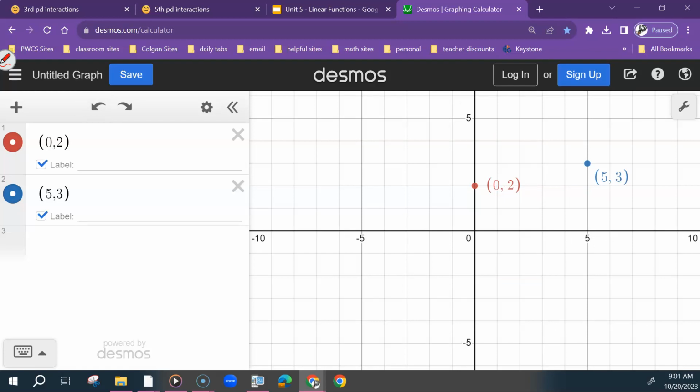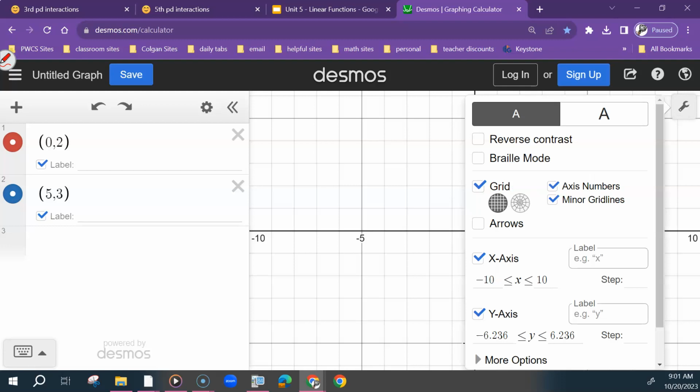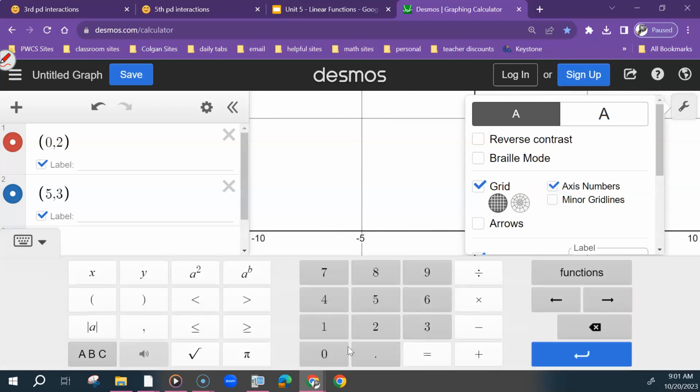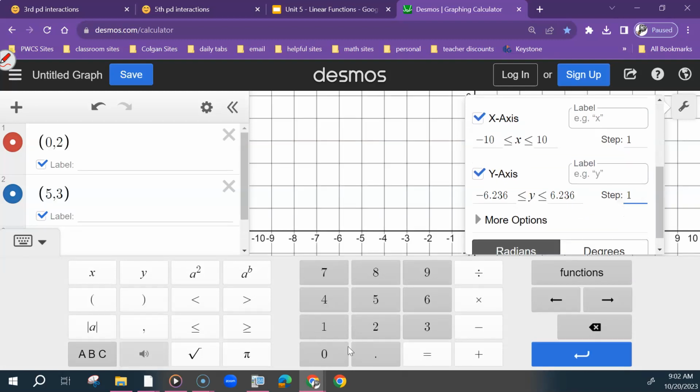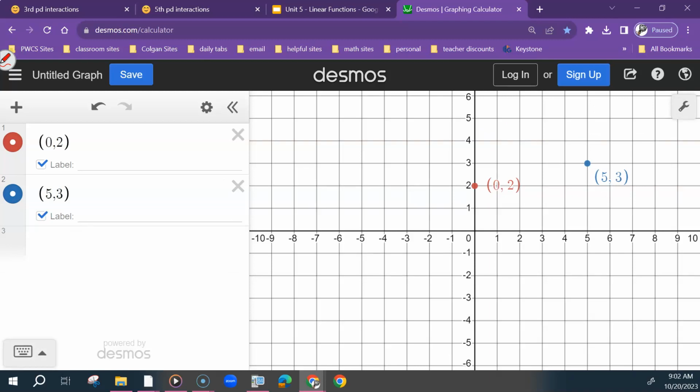So put in your ordered pairs, go into the wrench, turn off the minor grid lines, change the step to 1 for both x and y, and then you'll be able to count your slope from there.